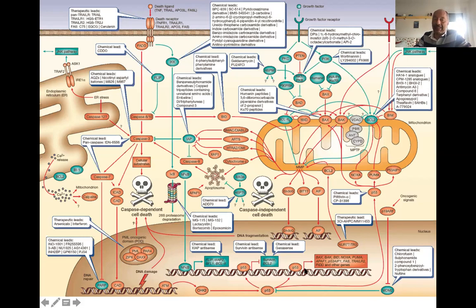So the cell death pathways, as you can see here, are really amazingly complex, and the number of proteins involved is also huge. You will understand that if you want to have a pharmacological intervention, you have to understand all these proteins, and you have to understand the role of these proteins, because then eventually you have to target them with a specific drug.